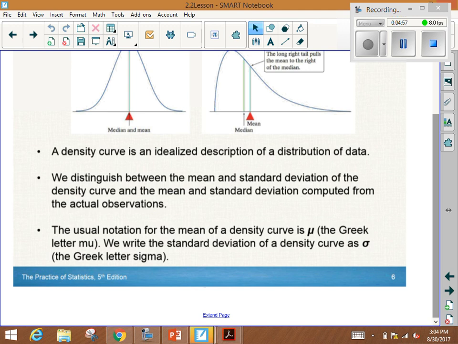And then our standard deviation, we were using s sub x for our standard deviation. Now, if we're going to describe the standard deviation of a density curve, we're going to use that symbol there, sigma. Looks like a cursive O, possibly.